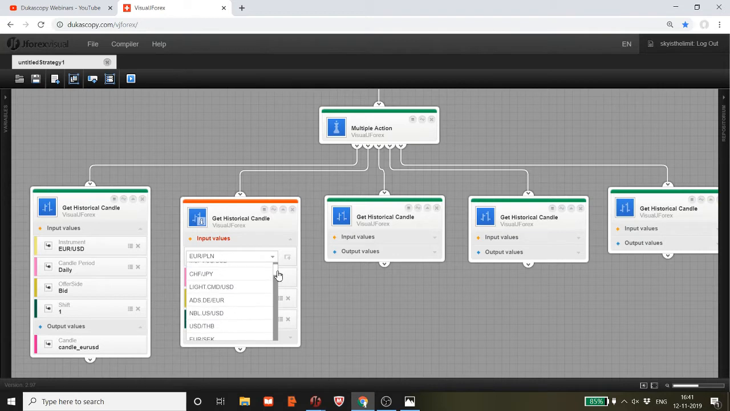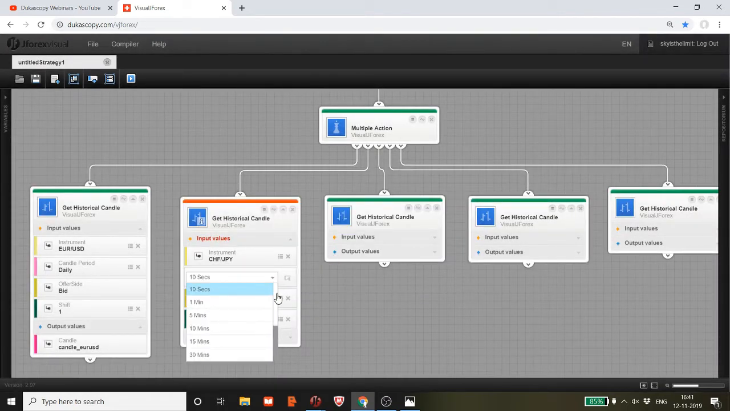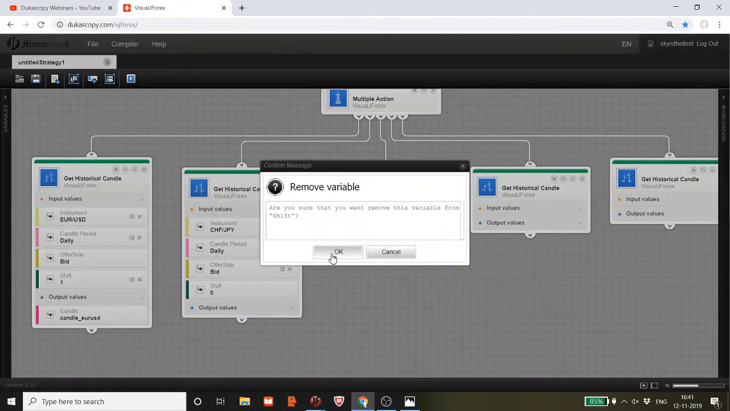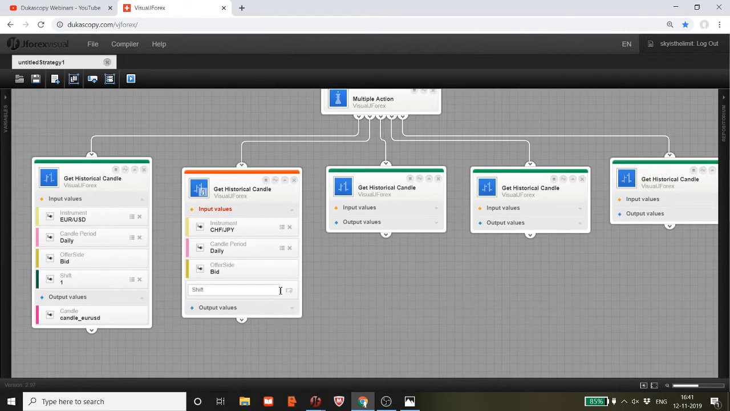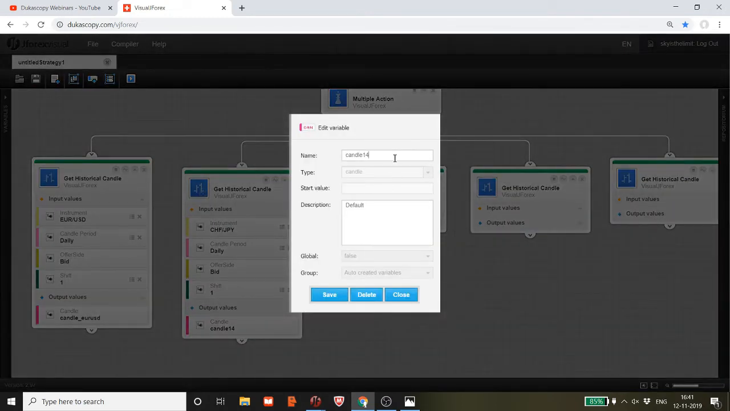And another instrument you can take, like CHFJPY is there, you can use that. Change candle period to daily. Change shift value to 1 here. Repeat the action in all the 5 blocks. Select the instrument of your choice and then candle CHF JPY.